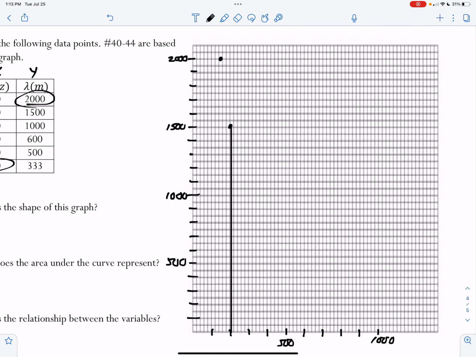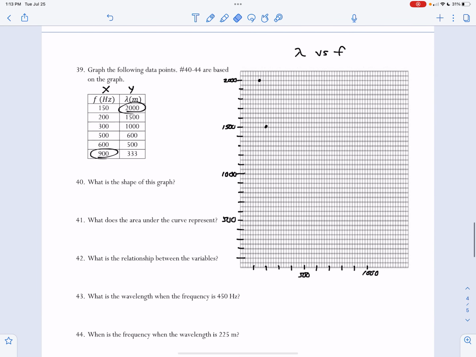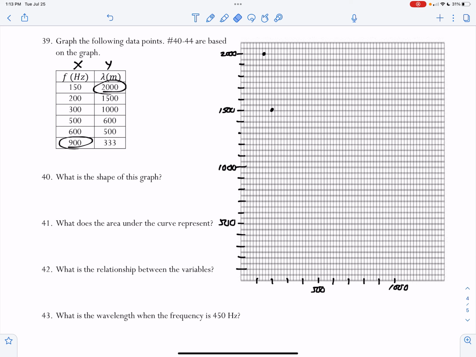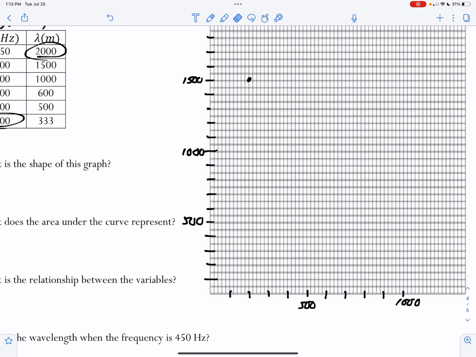Okay, there's 1,500. Okay, the next one we're going to go 300 and up 1,000. So 300, up 1,000. That would be right there.